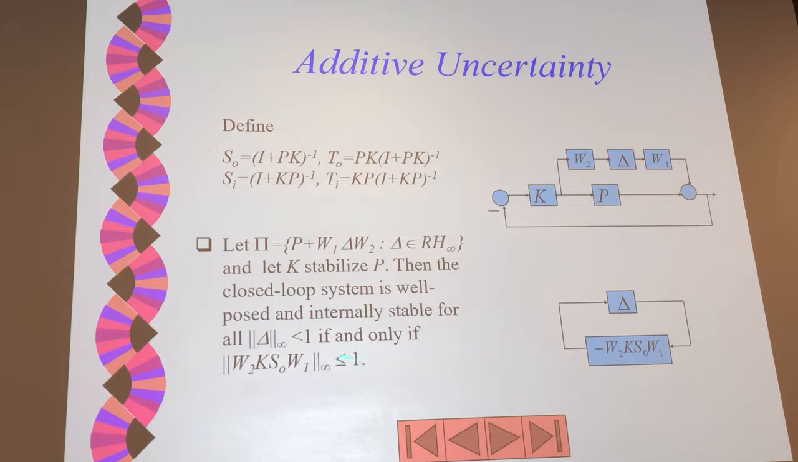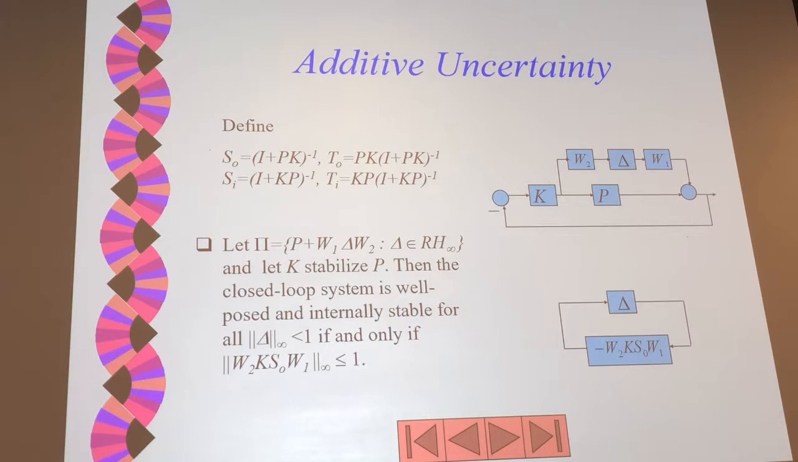But what if this is not true? What should you do? You should tune the K, right? You design the K. Tune that K such that this is true. So you make this system stable. We are addressing nominal stability and robust stability this way. We haven't talked about performance yet.